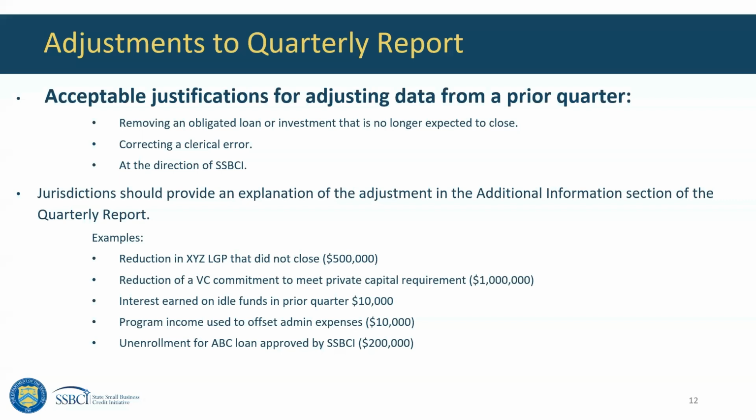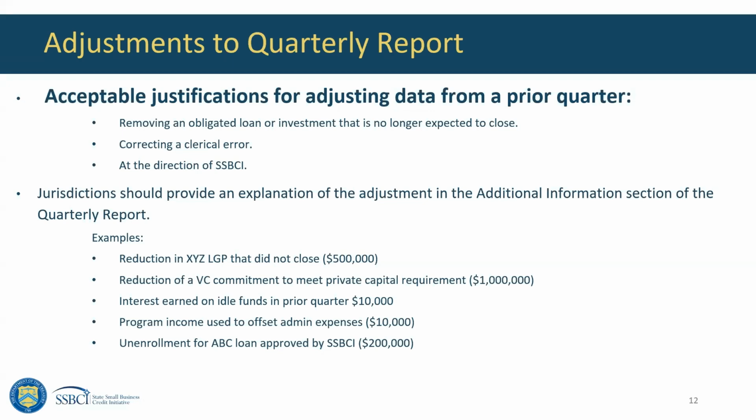If a jurisdiction has large adjustments or swings from one quarter to another, we recommend letting us know before submitting your quarter report. If you do have an adjustment to report, please provide a brief explanation for the adjustment in the additional information section of the quarter report. We have included on this slide some examples that you may consider when providing an explanation. While there's no character limit, the explanation should be brief and to the point and should include an explanation regarding the full amount of the adjustment.